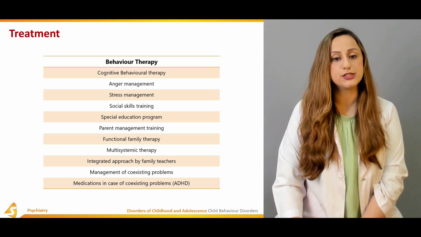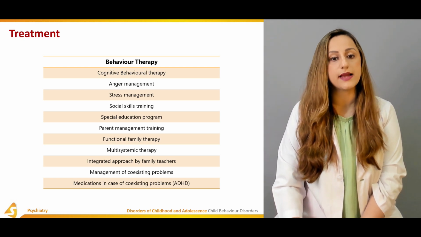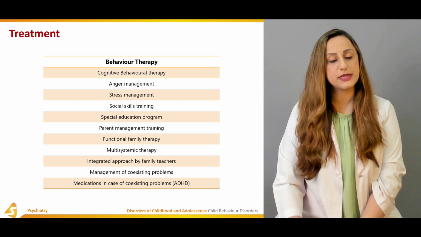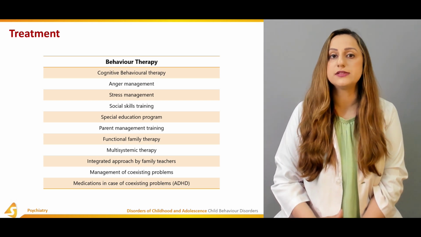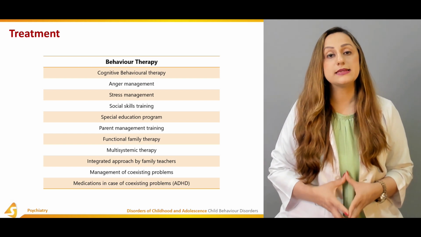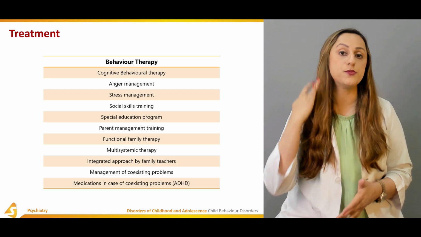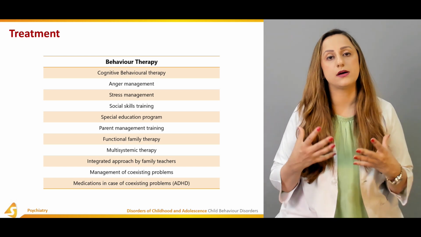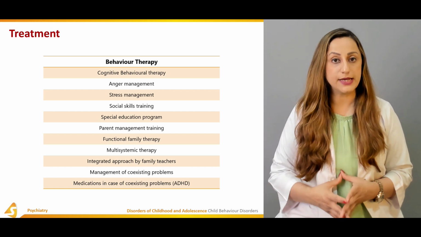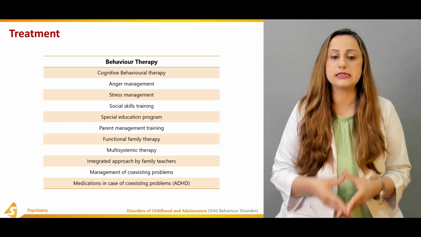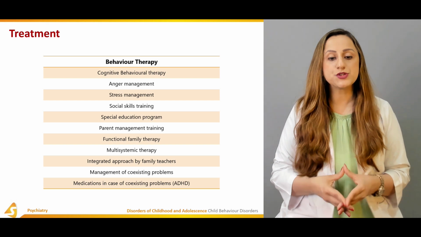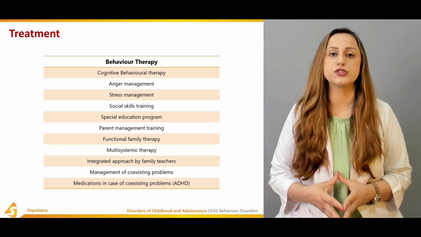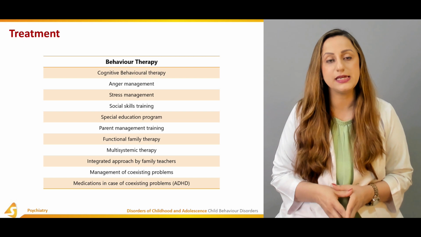The behavioral therapy usually consists of cognitive behavioral therapy, anger management, stress management, social skills training, special education programming, and parent management training. Again, as I've already emphasized, getting the parents aware of the condition is the primary goal whenever you're starting to manage such a case. With functional family therapy, you're going to make the environment more child friendly for that particular patient. Then there is multi-systemic therapy, an integrated approach by the family and teachers, and the management of coexisting problems. Medications for coexisting problems are again very important, especially when we are discussing attention deficit hyperactivity syndrome.